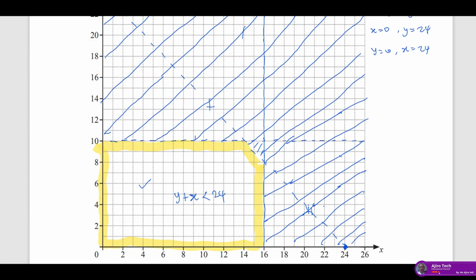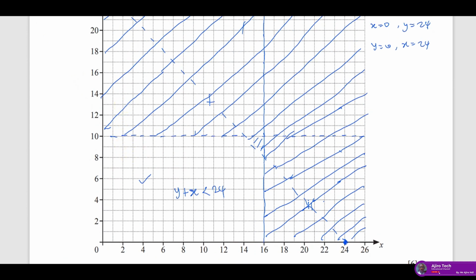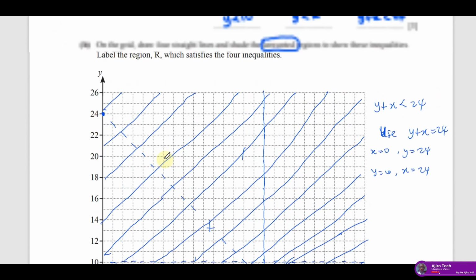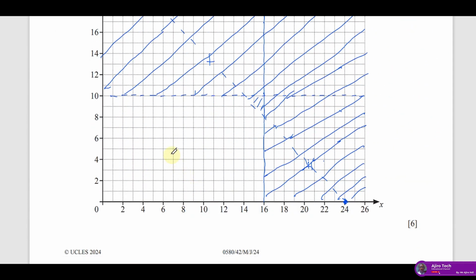Now, this highlight is just for future's sake. Let me remove it. I think it's highlighting my calculation, my drawing. So now, this is the region I need. I've shaded the region I need, and I'll label the region R. So this is my region R.